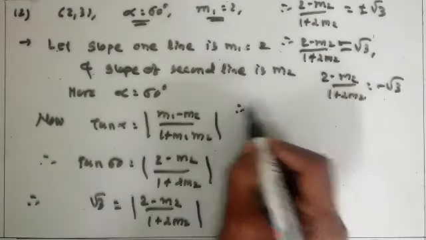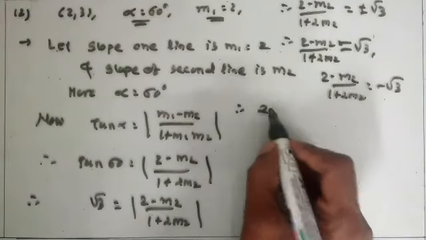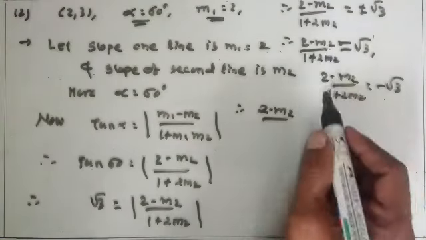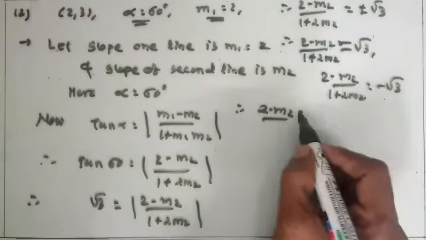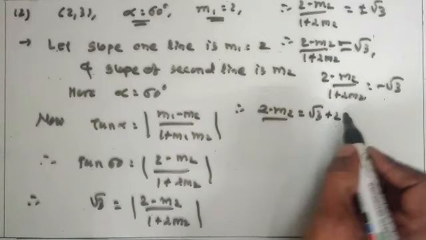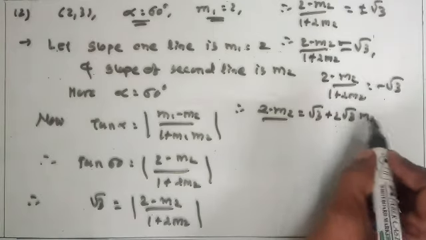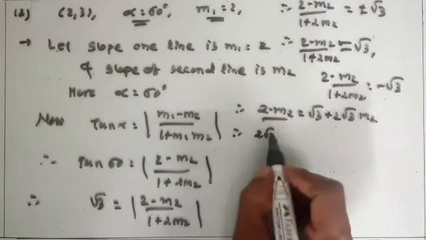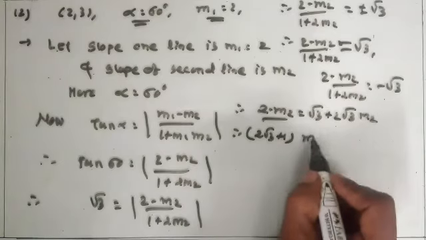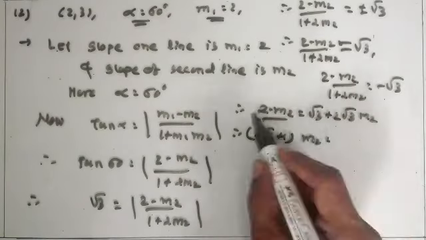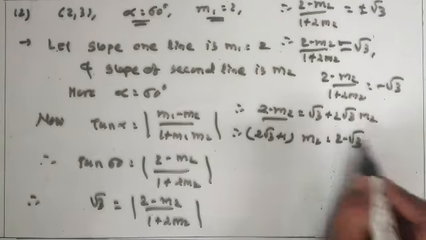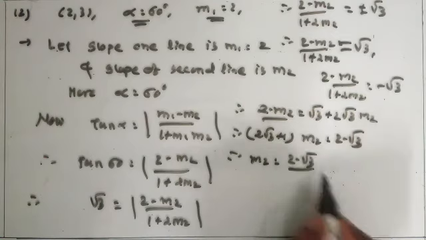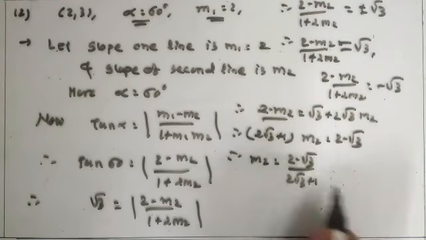Now from the first get the value of m2. 2 minus m2 upon 1 plus 2 m2 is equal to root 3. Take 1 plus 2 m2 to this side, so we get root 3 plus 2 root 3 m2. Clear? Therefore m2 take this side and take common, so 2 root 3 plus 1 into m2 is equal to 2 minus root 3. Therefore m2 is equal to 2 minus root 3 upon 2 root 3 plus 1. Clear?